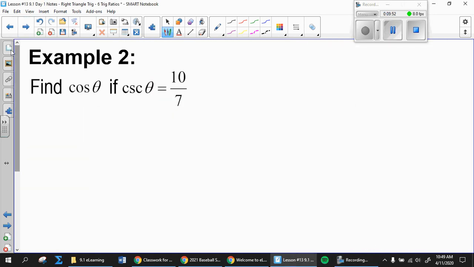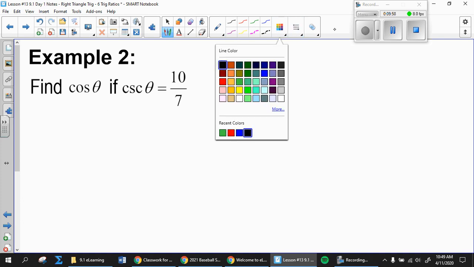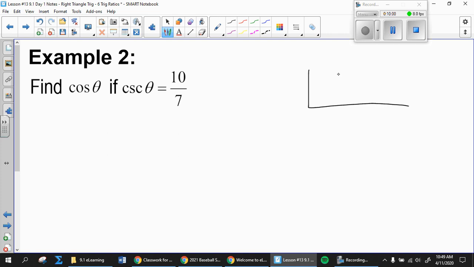All right, let's do one more example. So the only difference with this problem is we don't have our triangle given to us. So the first thing that I would do on this one is draw in your triangle. It doesn't matter where you put things, you just have to put them in the correct spot as far as opposite, adjacent, and hypotenuse. So I'm going to call this my theta here. And so it tells us that cosecant of theta equals 10 over 7.